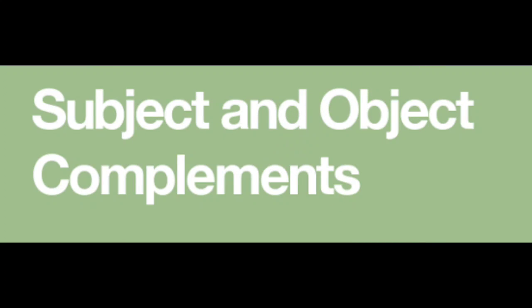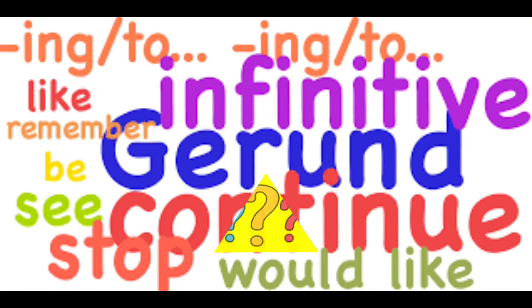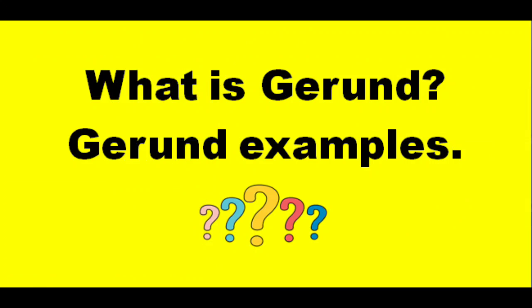So that's all about the subject complement and the object complement, children. The next topic we are going to see is gerund. What is meant by gerund? Let's watch a video to explain it.